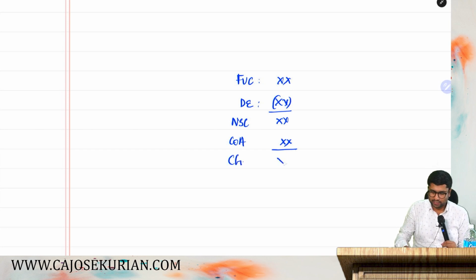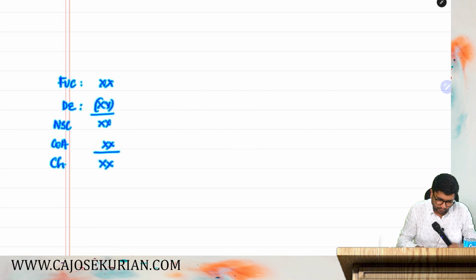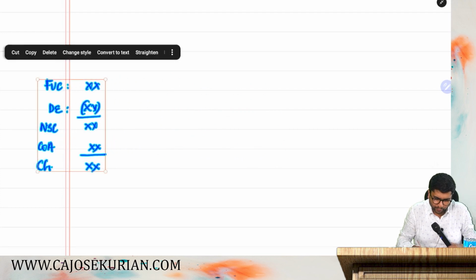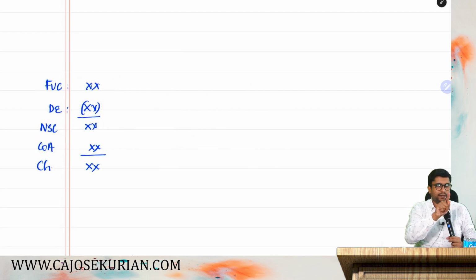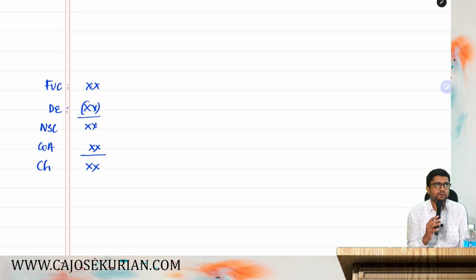If it is a long term, you will get the benefit of indexation. If it is short term, you will not get the benefit of indexation. This is how you compute capital gain. Yes or no? When capital gain is required to be computed, there should be a capital asset. There should be a transfer as well. If there is a capital asset and that capital asset is subject to transfer, you need to compute what? Capital gain. Let me tell you one example.